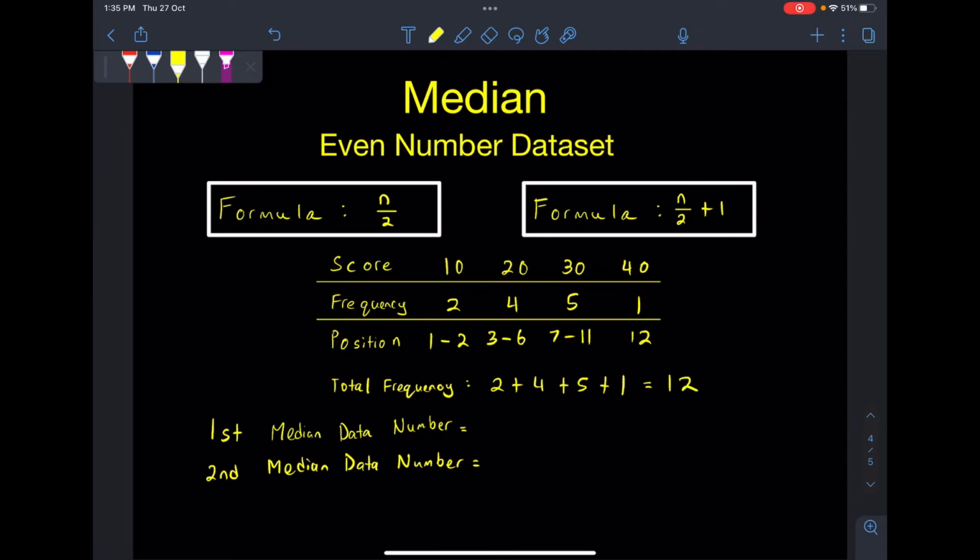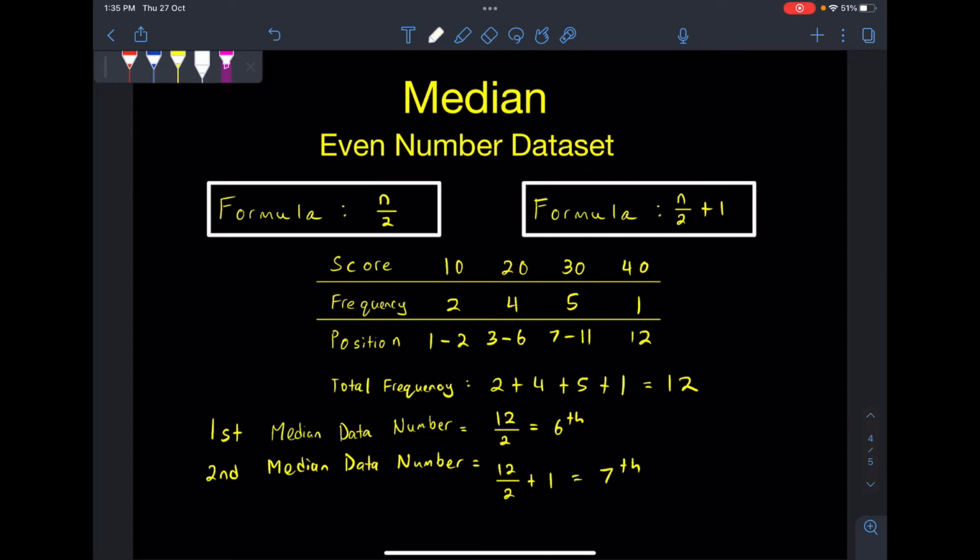So as we did in the odd number data set, we are just going to find our median data number. It will be 12 divided by 2. I'm going to get 6. And the second median data number is I'm going to do 12 over 2 plus 1. You will get the 7th number. This is special for even numbers, that we need to find two numbers at the same time.